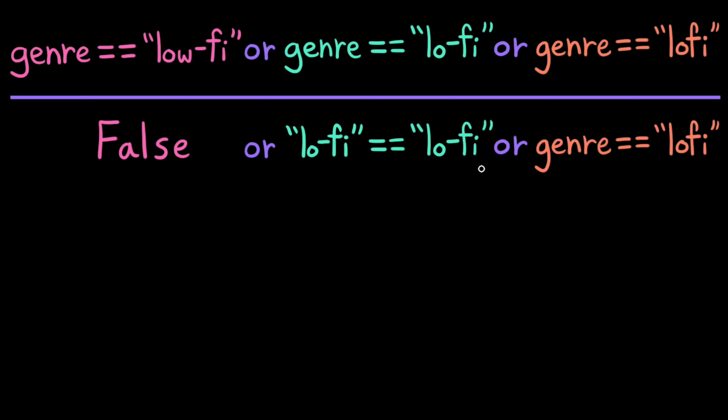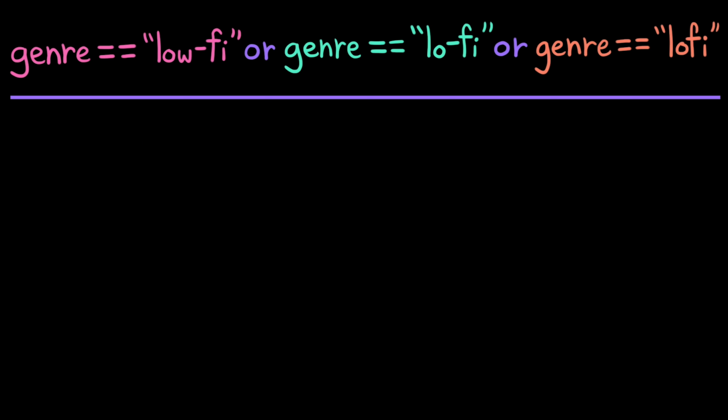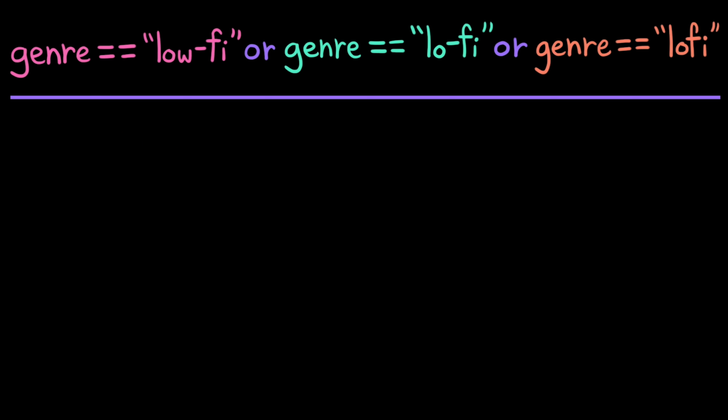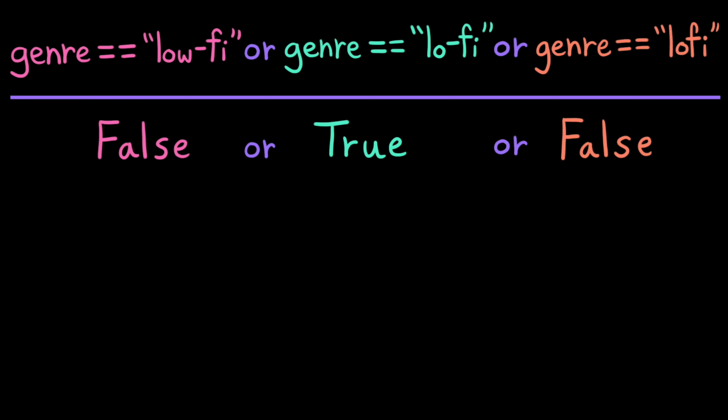We jump to the second expression. These strings are equal, so this evaluates to true. And then the third part, these strings are not equal, so this evaluates to false. Now that we're all simplified, we take a look at the ORs. An expression with the OR operator evaluates to true if at least one of the sides is true. False or true evaluates to true, and then true or false evaluates to true.